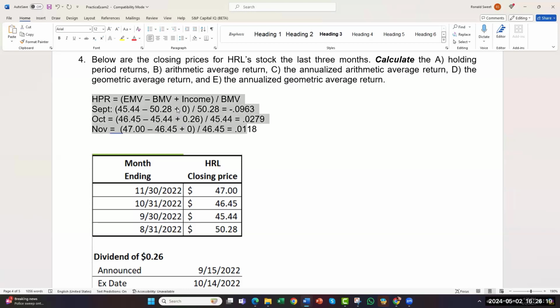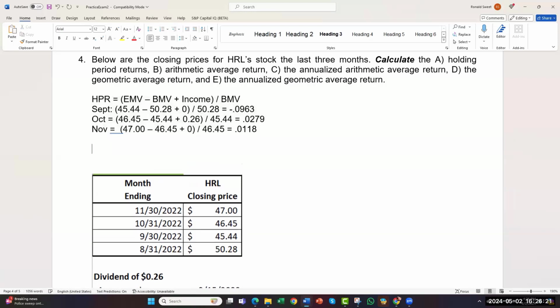Y'all stop me if there's any questions. The second one is arithmetic. And on there, you just add them together. Minus 0.0963 plus 0.0279 plus 0.0118. It's 3 months, so you just divide by 3. And you should get an arithmetic average of minus 0.0188.